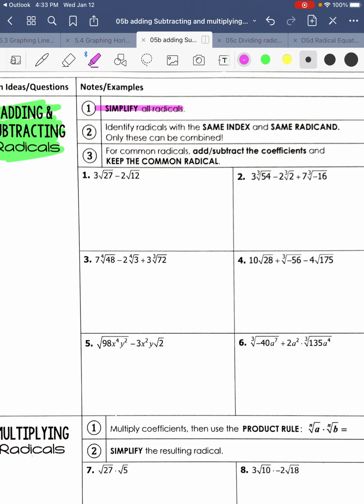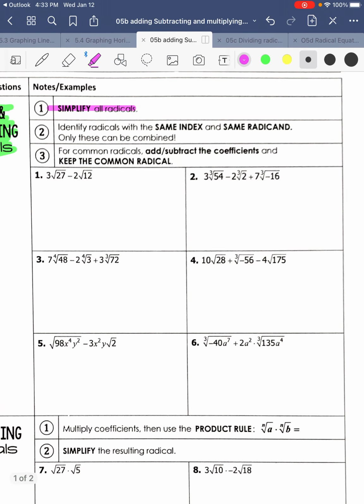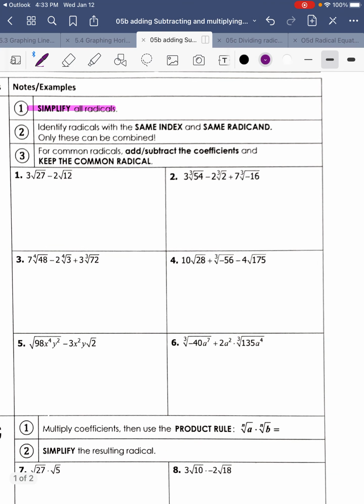Then after each individual radical is simplified, we are going to identify which radicals have the same index and the same radicand. So just a little vocabulary, you've probably never heard of that before. The radicand is the number under, probably should spell it right, radicand. That's the number underneath the square root. And the index is like the square root or the cube root, fourth root, whatever the little number is in the little pocket here.